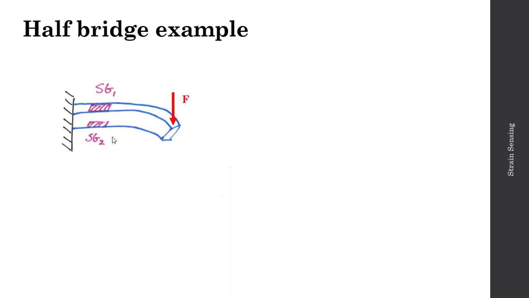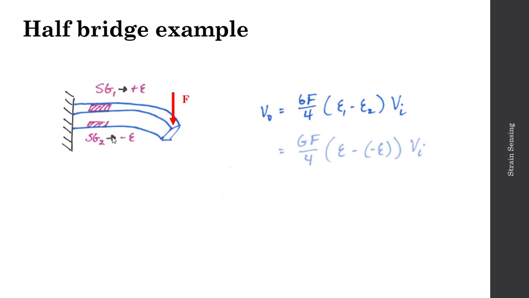The top strain gauge, that'll experience a tensile strain, so that'll be a plus epsilon, and the bottom strain gauge experiences compressive strain, so that'll be a minus epsilon. My output voltage, V out, is equal to the gauge factor divided by 4 times epsilon sub 1 minus epsilon sub 2, all times the input voltage, V in. And if I substitute now, this will be equal to the gauge factor over 4 times a plus epsilon minus a minus epsilon, so that'll be epsilon plus an epsilon, all times V in. And so this will result in a gauge factor over 2 times my strain times my input voltage.